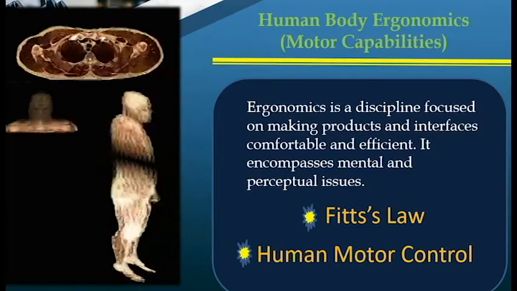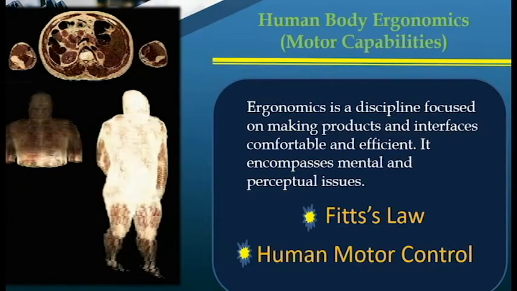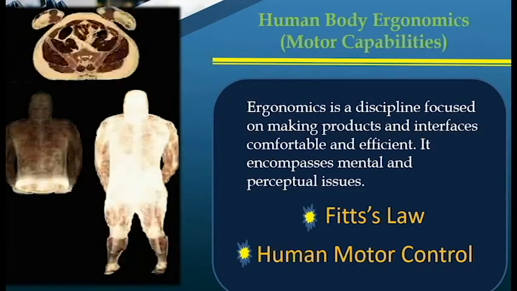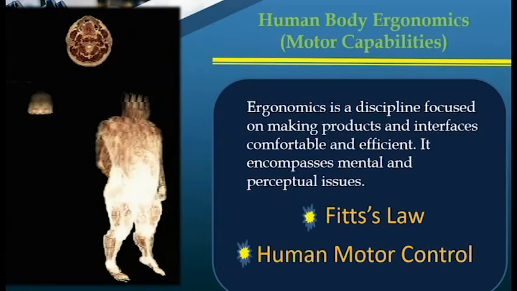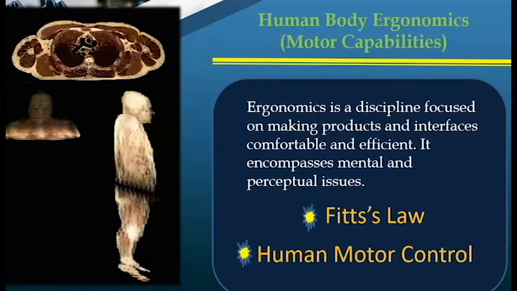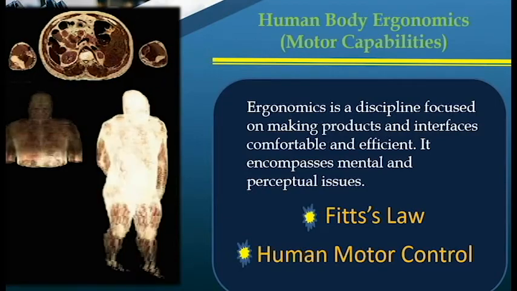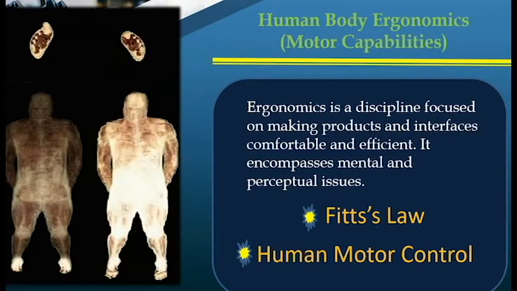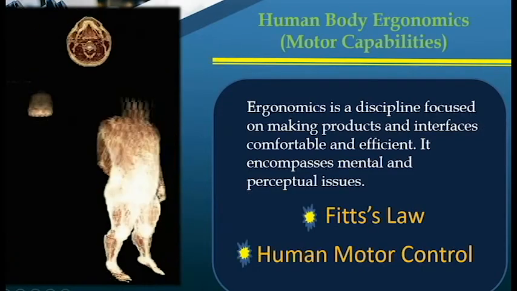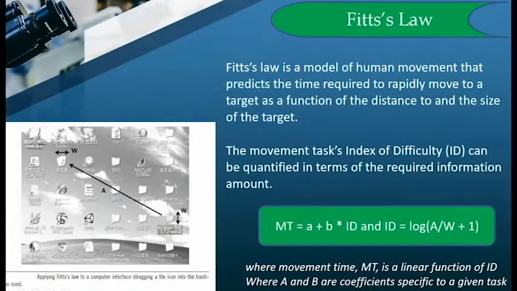To be precise, ergonomics is a discipline focused on making products and interfaces comfortable and efficient. So it encompasses mental and perceptual issues. For HCI, we focus on the human motor capabilities that are used to make input interaction. So we start with Fitts law and then human motor control. So what is Fitts law?